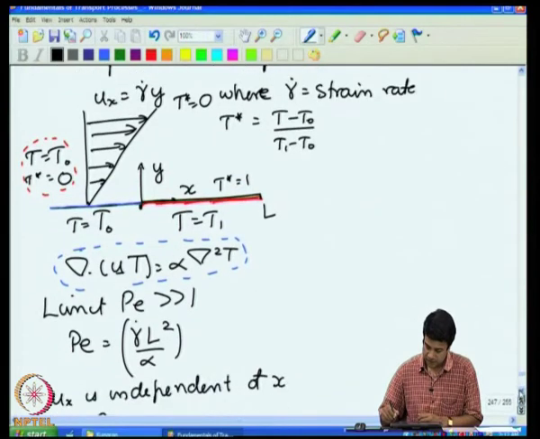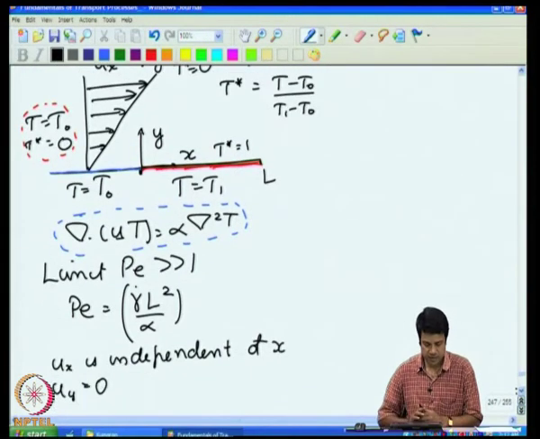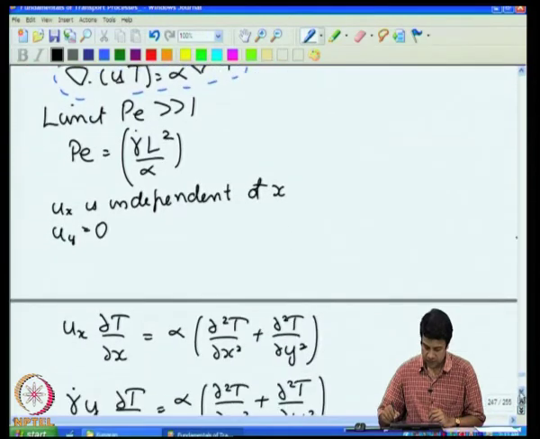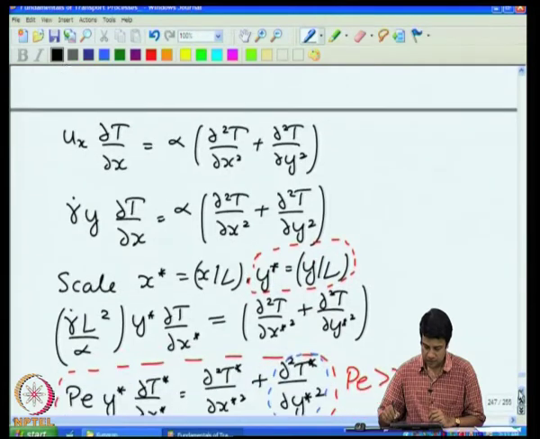In this particular case, the velocity itself is not specified. What is specified is the velocity gradient, gamma dot. This velocity gradient has dimensions of 1 over time. The only length scale in the problem is capital L, the length of the plate, and therefore, I can define the Peclet number as gamma dot times L square by alpha. Note also that u x is independent of x, it is a fully developed flow, and u y is equal to 0 everywhere. So, the flow is only in one direction. When we put this into the conservation equation, we got an equation of this form.